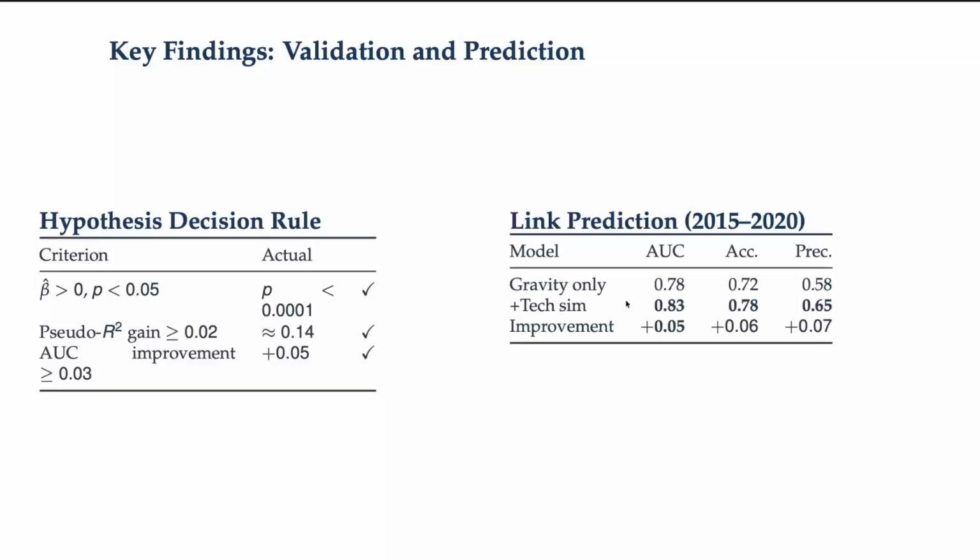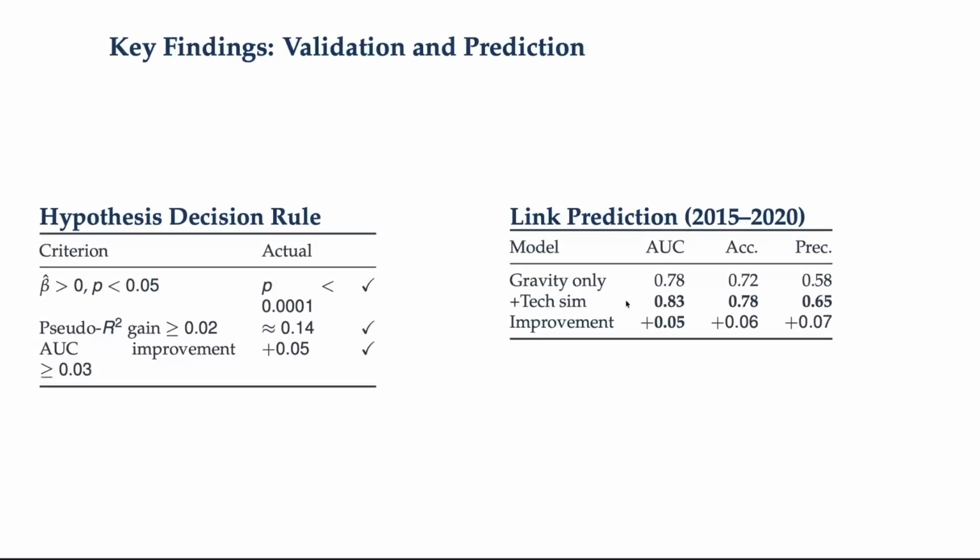And the result of link predictions. In addition, we can see on the right-hand side of the table the link prediction test results. Gravity only AUC is 0.78, and adding technology similarity, 0.83, so 0.05 of improvement. Corresponding accuracy improvement is 0.06, and precision improvement is 0.07.